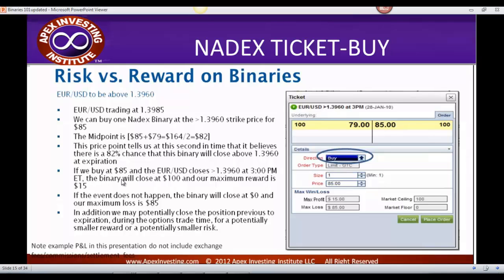So if we buy it for $85 and the euro dollar closes above 39.60 by 3 p.m., then the binary will close at $100. So our max reward is $15. All right, everybody follow me there? We bought it for 85. It expires in the money above 39.60. It'll be worth $100. So we made $15. If the event does not happen, then the binary will close at 0, and our maximum loss would be $85.